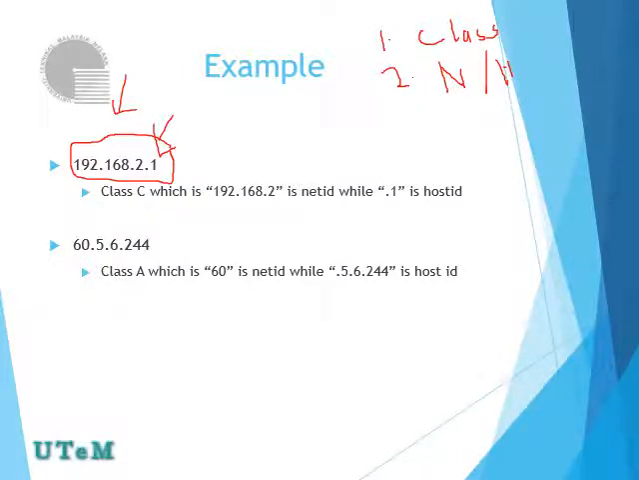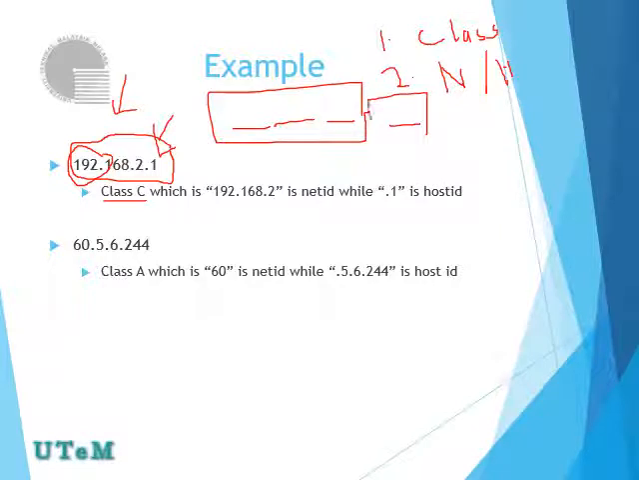192.168.2.1. 192 is within the range of class C. So we identify the class of the address: it is class C. And because it is class C, we know that for class C, the first 3 octets are net and the last octet is host.